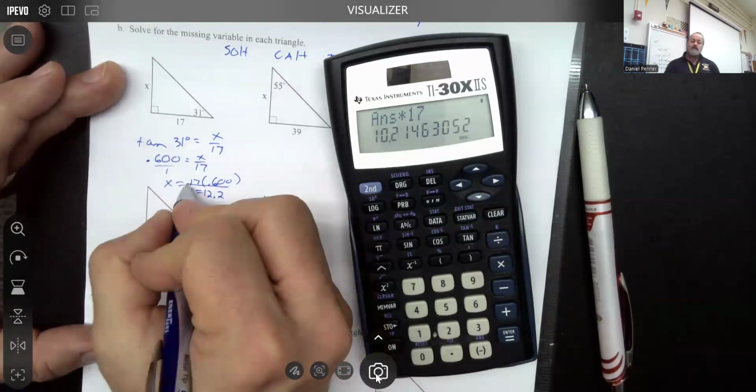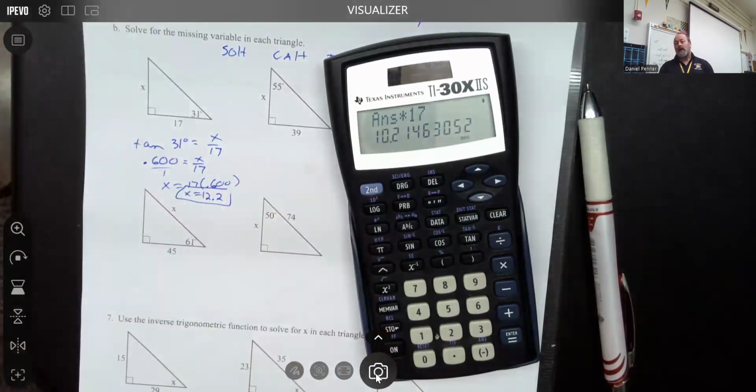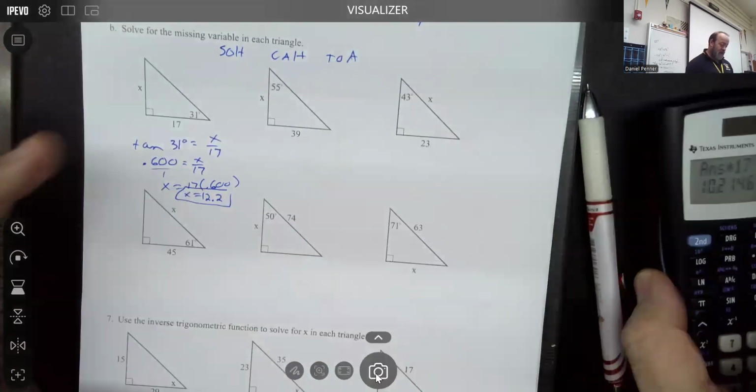For us, we're usually saying if you could round to one decimal place or the nearest tenth, that would be sufficient. Okay, so going to the second question.